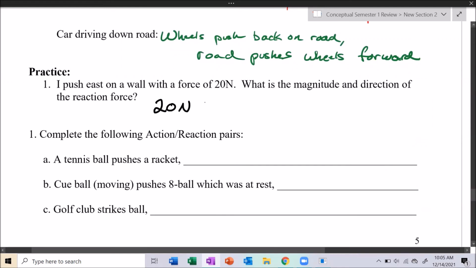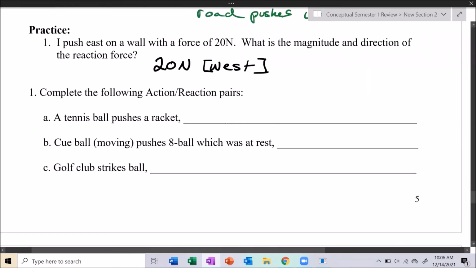In this next example, where you practice the third law, you're finding the magnitude and direction of the reaction force. Well, it has to be the same magnitude and the opposite direction. So if they tell you there's an eastward push of 20 newtons, that means there's a westward push of 20 newtons going in the opposite direction.